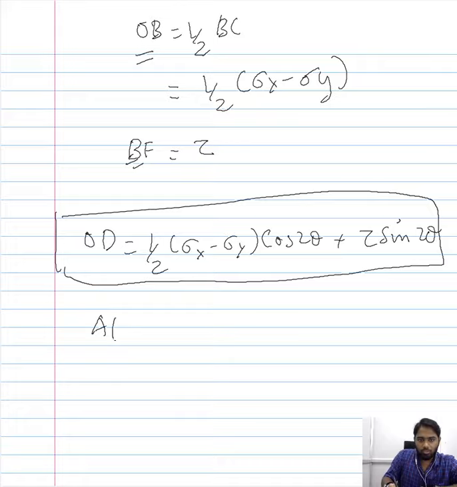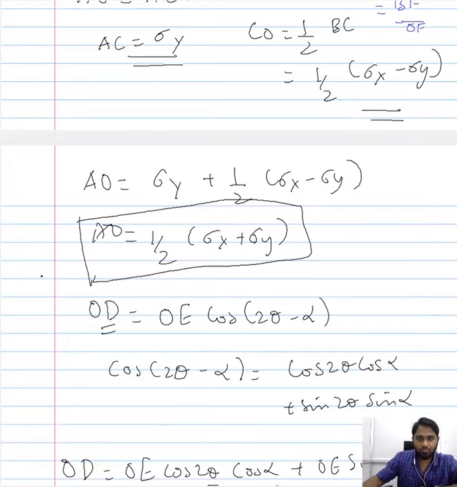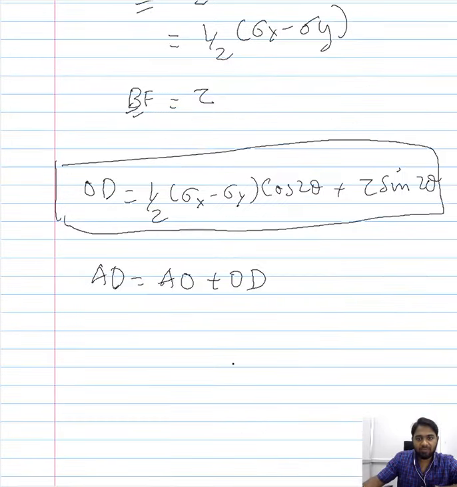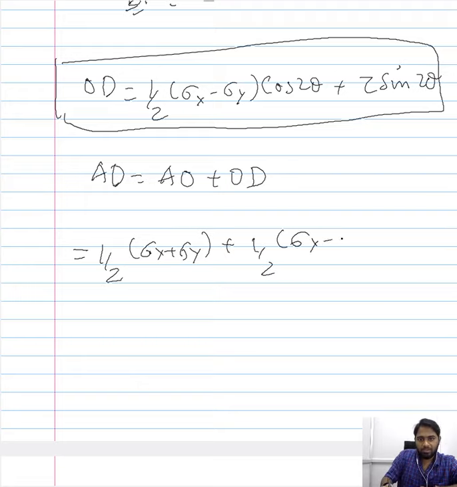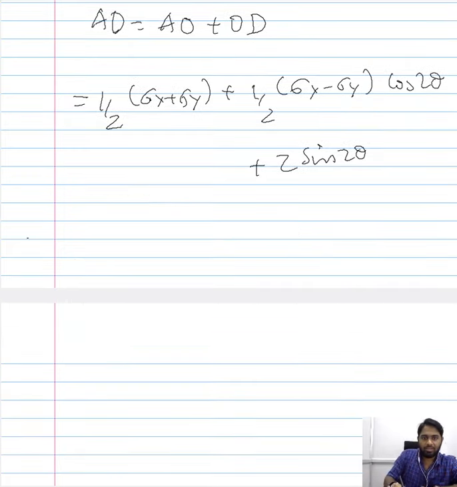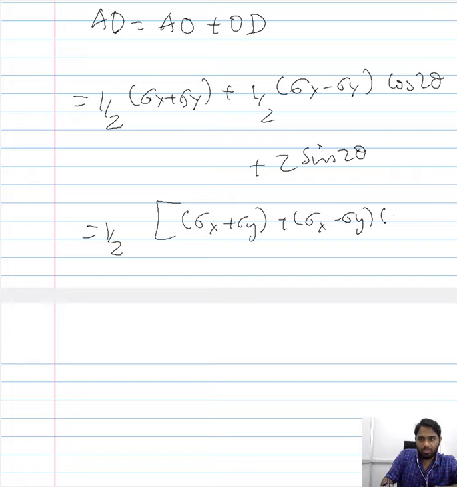So we want to calculate AD. It's a summation of AO plus OD, and we already have an expression for AO, which is 1 by 2 (sigma x plus sigma y), and we have an expression for OD, which is here. Now this would be 1 by 2 (sigma x plus sigma y) plus 1 by 2 (sigma x minus sigma y) cos of 2 theta plus tau sin 2 theta. So when you take the 1 by 2 out, you would have sigma x plus sigma y plus (sigma x minus sigma y) cos of 2 theta plus tau sin 2 theta.